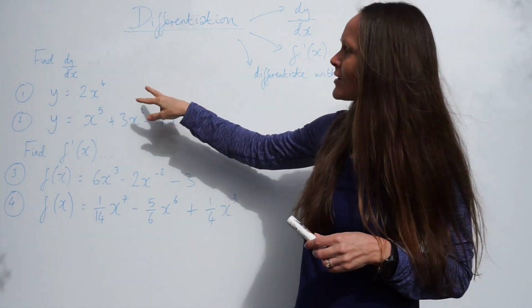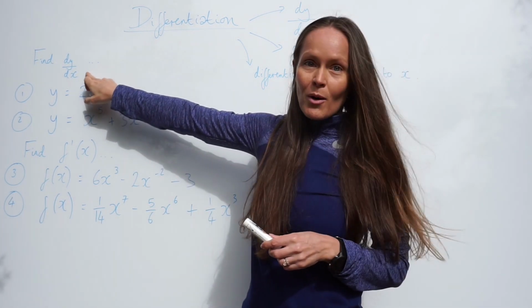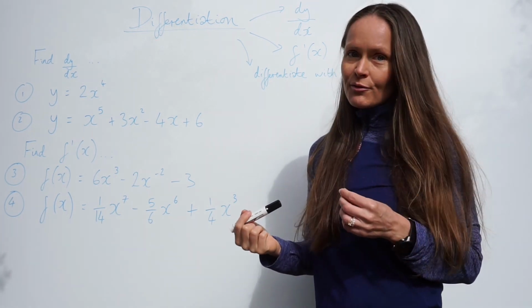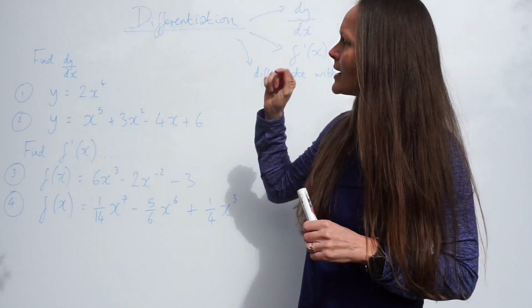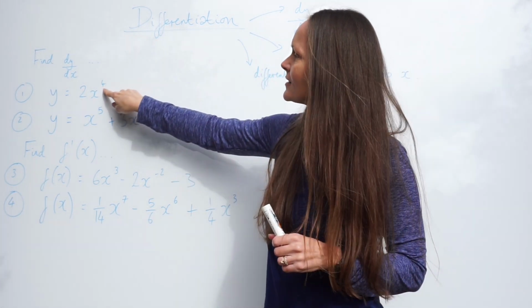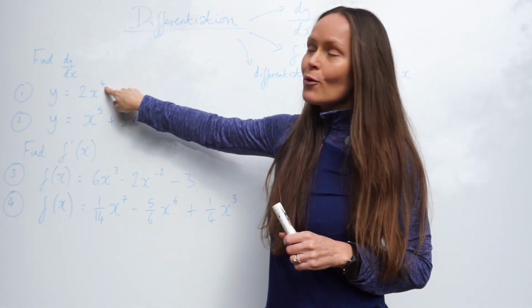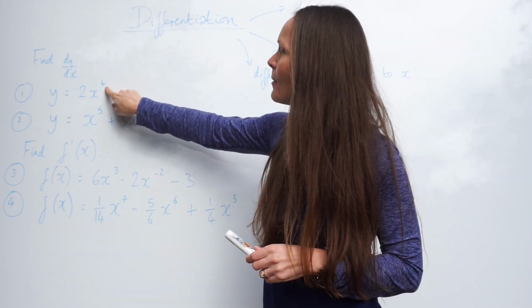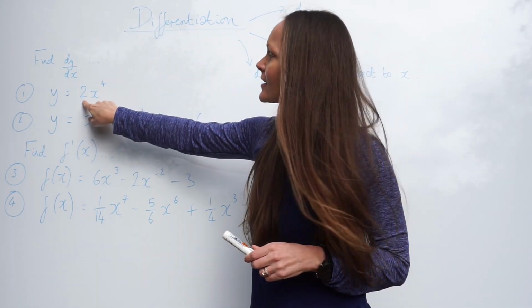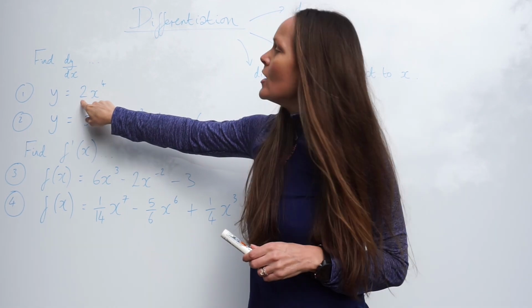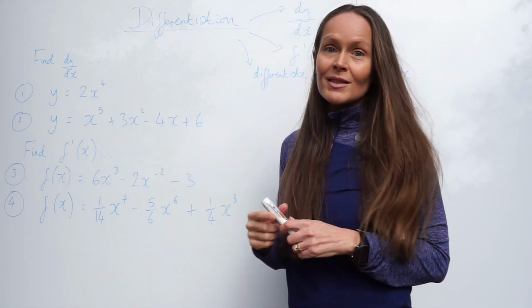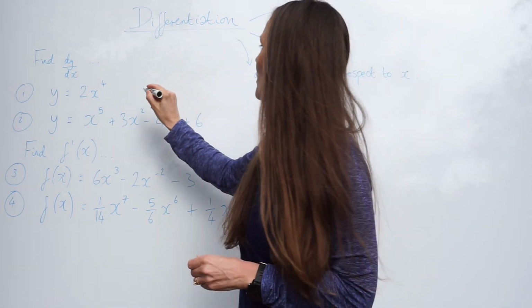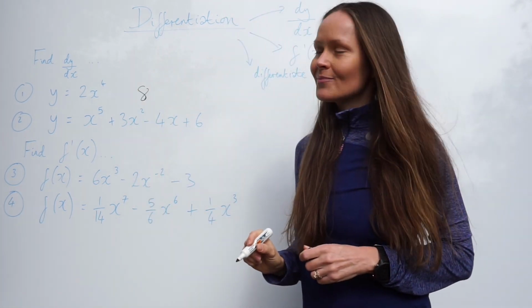Now in the first two examples it says find dy by dx. So I need to differentiate. What you need to do is look at the power of x. So in the first one, the power is 4. And you need to take this number and multiply it with the number that's directly in front of x. Okay, so the number 2. 2 multiplied by 4 gives us 8. So that is the first part of our answer.